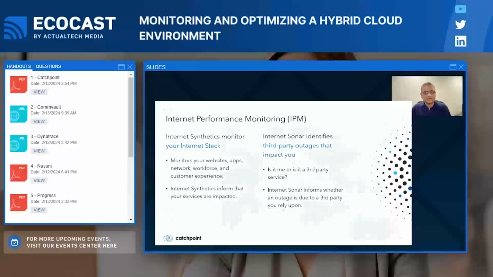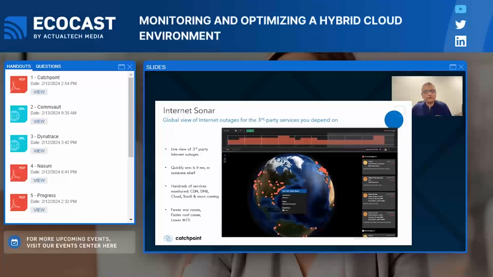Thank you. So this is a quick overview of the Internet Sonar product. It gives you a global view of the internet outages for a variety of third-party services. You remember the CNN example that Mark brought up. You're relying on so many third-party services.